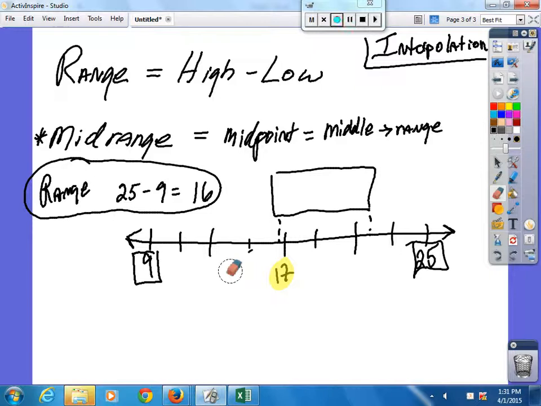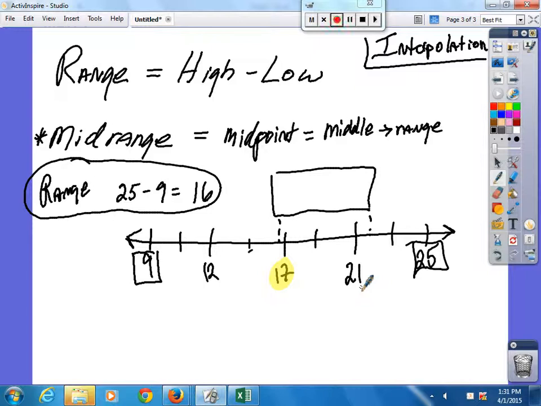Okay. So 9 plus 17 is 23. Half of 23 is 12. I'm just going to say 12. I'm not really worried about trying to think. Okay. 25 plus 17, I said that was 43, 42, 21.